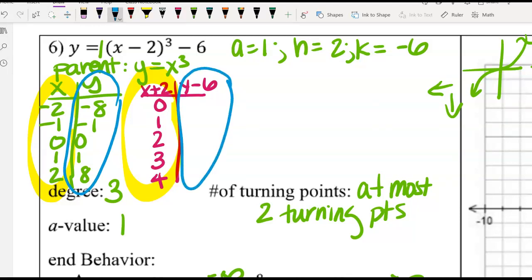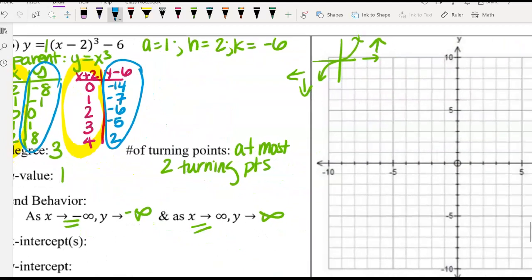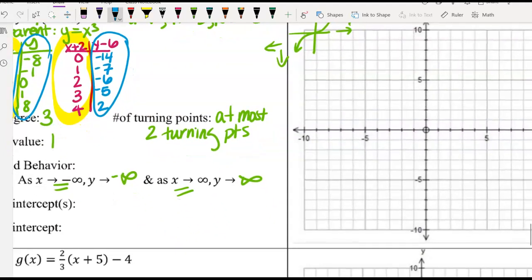Negative 8 minus 6 is now negative 14. And then negative 7, negative 6. 1 minus 6 is negative 5. 8 minus 6 is now positive 2. Let's plot. 0 is negative 14. That's easy enough for me to make 4 more tick marks. 1, 2, 3, 4. Right there is (0, -14). 1 is negative 7. 2 is going to be negative 6.